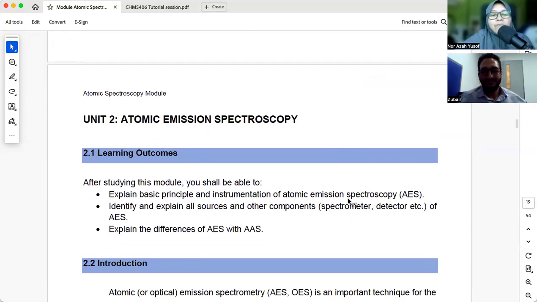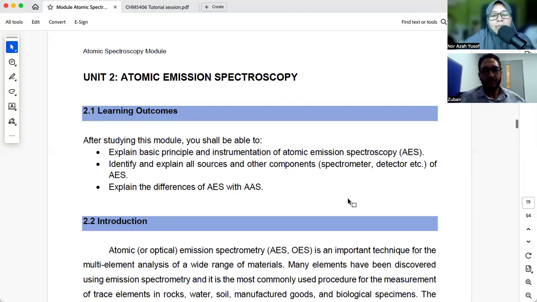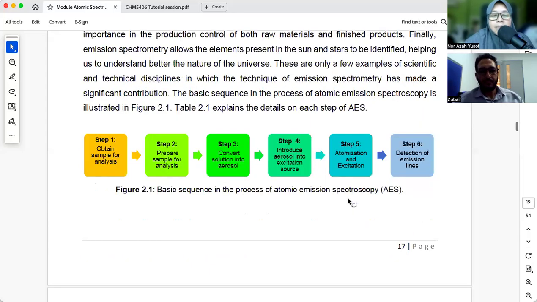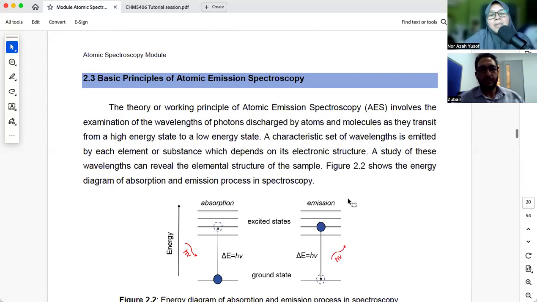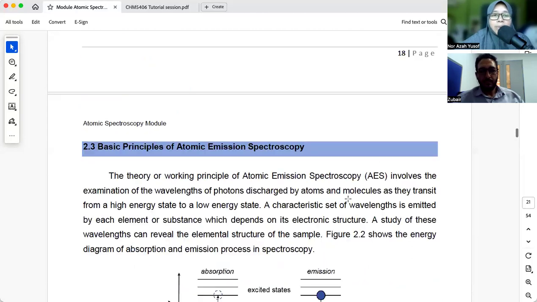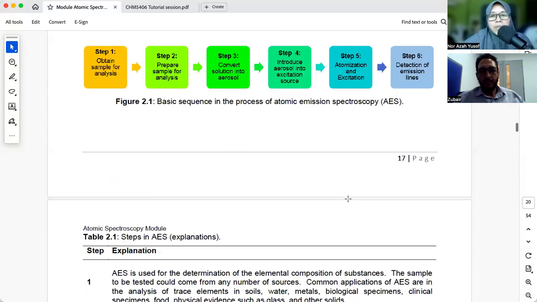So for emission, as I mentioned previously, let's look at what's the difference in terms of theory. So absorption and then emission. So now we are focusing on emission instead of absorption. So what's so special about emission?